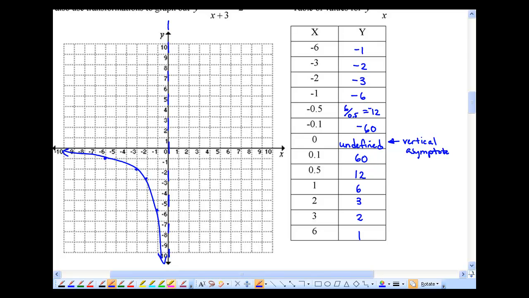Graphing all the other ones, 0.1 is 60, way up there. 0.5 is 12, that's still way up there. But 1 is 6, 2 is 3, 3 is 2, 6 is 1. And you get the idea that the graph looks something like this on the other side.